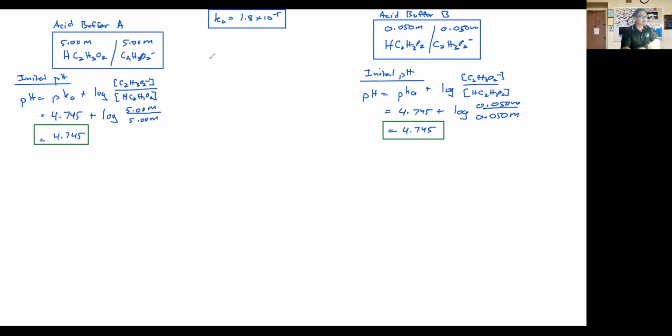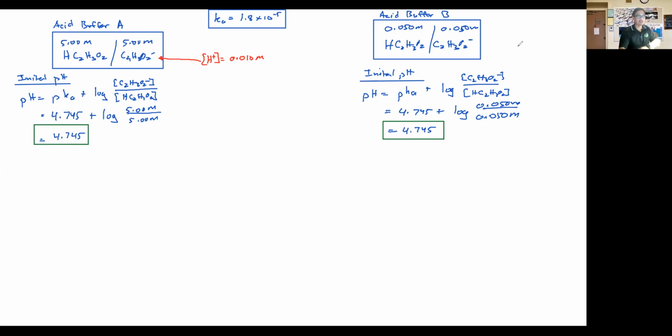So essentially, what we're going to be doing is adding a hydrogen ion concentration, because hydrochloric acid is a strong acid, equal to 0.010 molar. So to both solutions, we're going to add this. Hopefully you recognize that when you add this strong acid, it's going to react with the base component of the buffer.